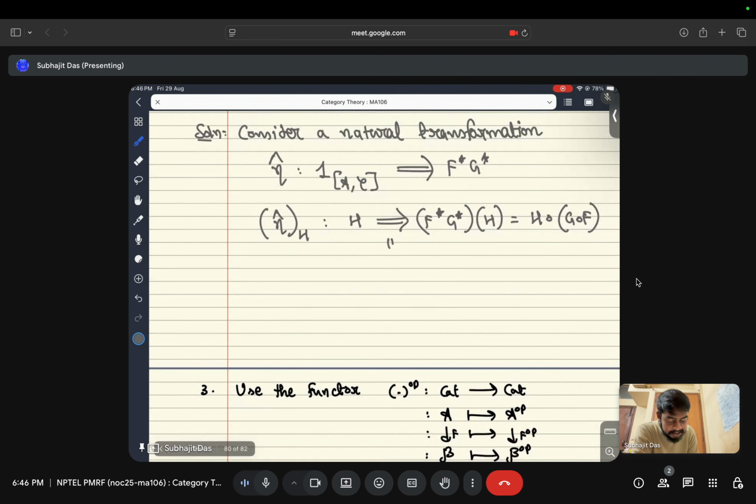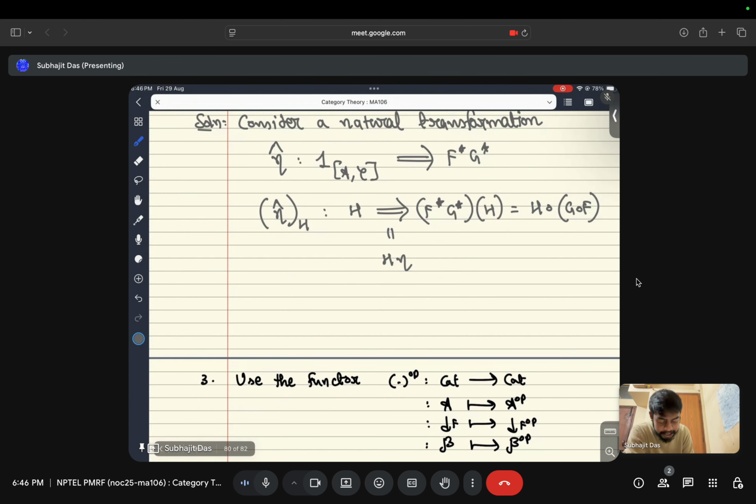So we declare this natural transformation to be H eta. Since eta is from 1 to GF, H eta is from H to HGF, right? So check naturality.